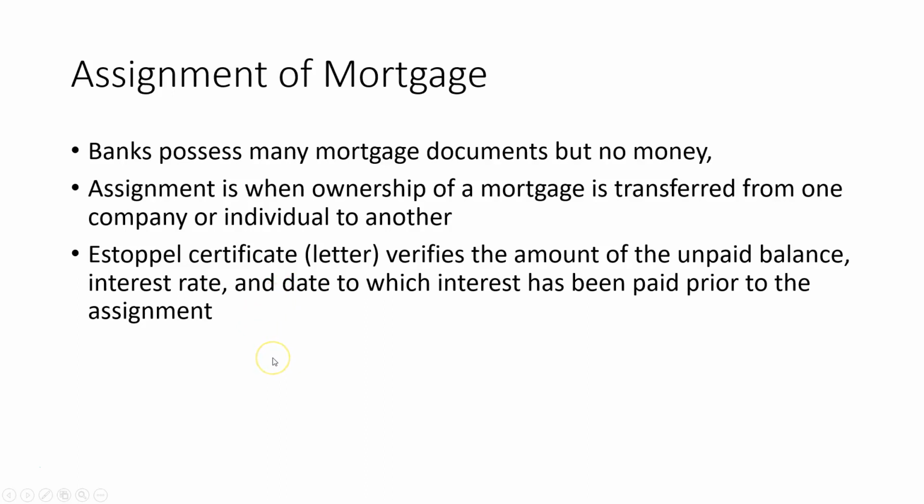When the bank possesses the mortgage, they may actually want to sell it, in which case they will assign it to a new secondary mortgage holder. The bank possesses many mortgage documents but has no money, so therefore they assign the mortgage, meaning ownership of the mortgage is transferred from one company or an individual to another. So the bank would be the assignor and the receiving bank, or investor, would be the assignee.